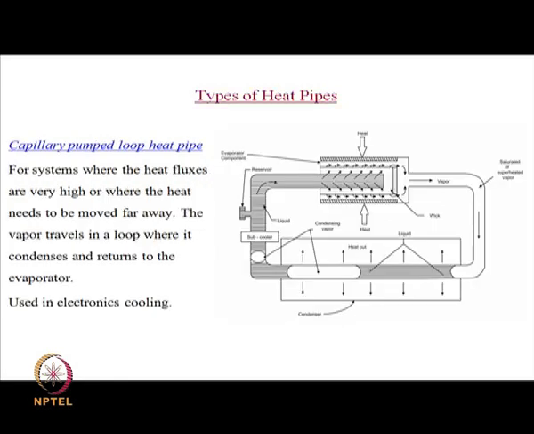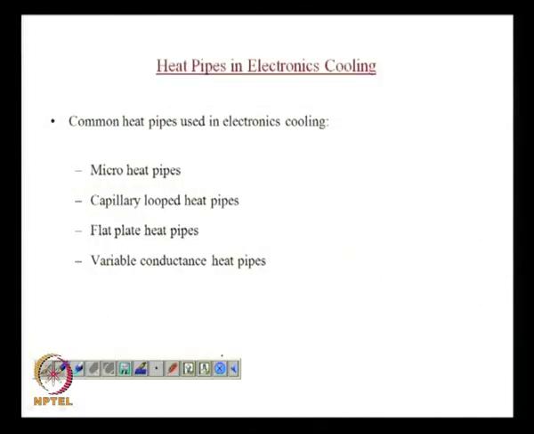If we have a very high heat requirement, that is, the removal rate is very high, then there would be a capillary pumped heat pipe, and these applications you can read in any book on heat pipes, and you would see that these types of capillary pumps are also in use. So, these are the 4 types of heat pipes which are in use for electronics cooling, but in this course I am going to concentrate on the micro heat pipe only.